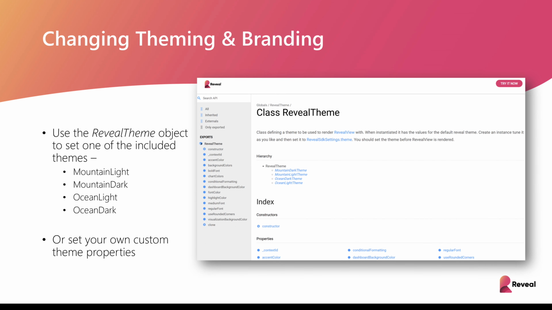The second area is the Reveal theme object. So using the Reveal theme object, you can use one of our built-in themes like Mountain Light, Mountain Dark, Ocean Light, Ocean Dark, or you can set your own custom theme properties. You can set font, background color, foreground color, rounded corners, visualization background, etc. to give your Reveal UI any type of brand experience that you want to match.